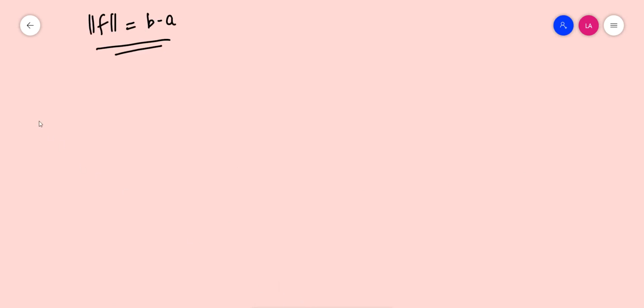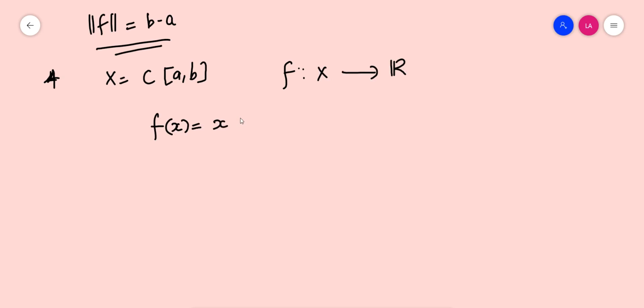Another example of a linear functional is example number 4. On C[a,b], X is equal to C[a,b], the set of all continuous functions on the closed interval [a, b], and f from X to R is defined as f of x is equal to x of t naught for a fixed t naught, an element of the closed interval [a, b].